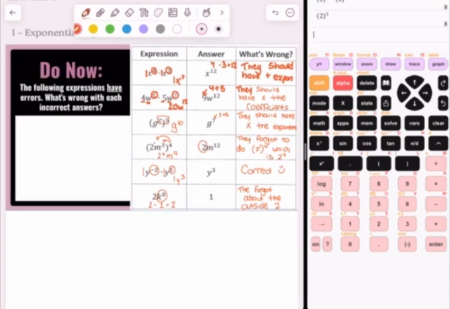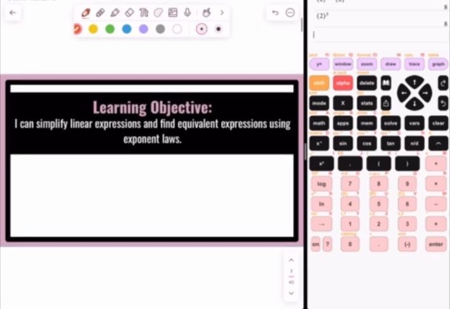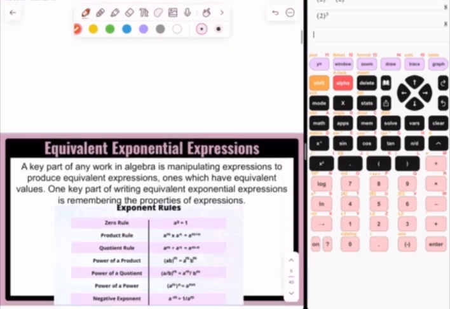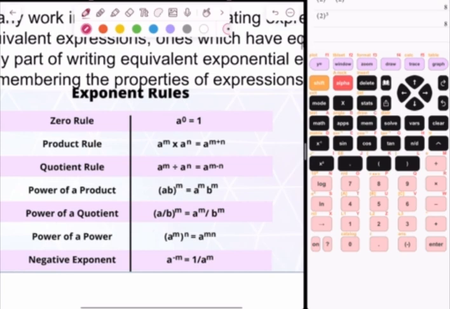Alrighty. Now, today we are going to learn how to simplify linear expressions and find equivalent expressions using exponent laws. So let's look at today's lesson. A key part of any work in algebra is manipulating expressions to produce equivalent expressions, ones which have equivalent or equal values. One part of writing equivalent exponential expressions is remembering the properties of expressions. So let's just look at the exponent rules.